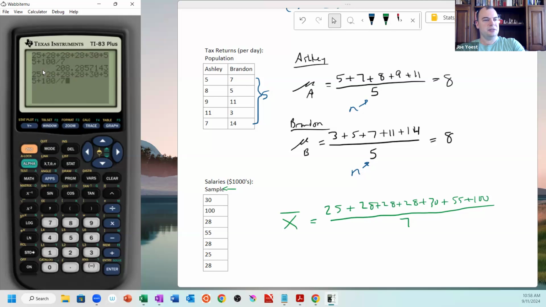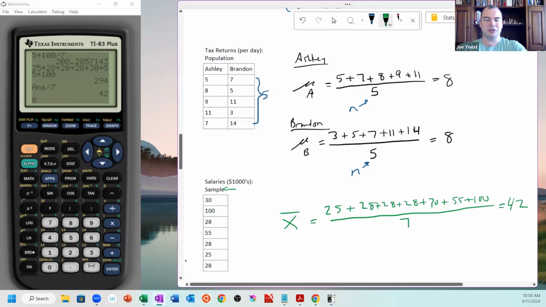If I do this, the calculator respects order of operations. So it will do 100 divided by 7, get that answer, 14-ish, something like that. And then it will add to that 25, 28, 28, etc. So there's two ways I can get around this. I think the easiest way is to do this in 2 steps. Just compute the numerator, 294, and then divide by 7, and we get 42. The answer to all life's questions, 42.